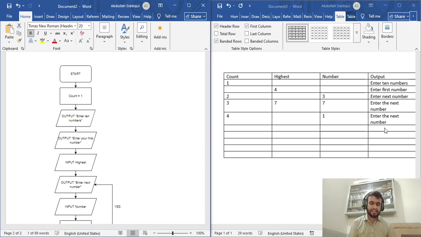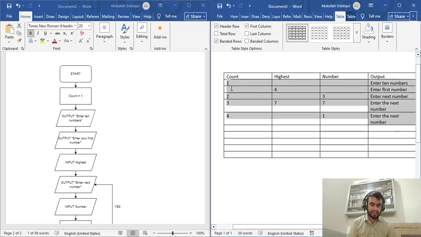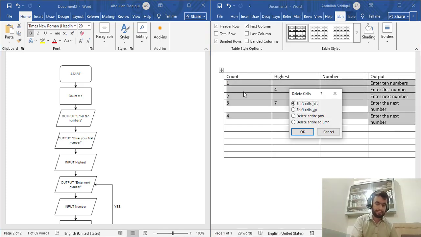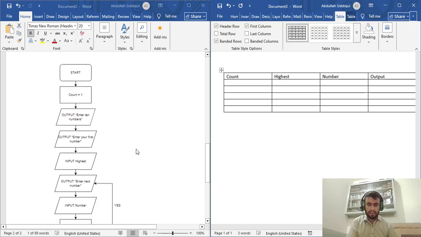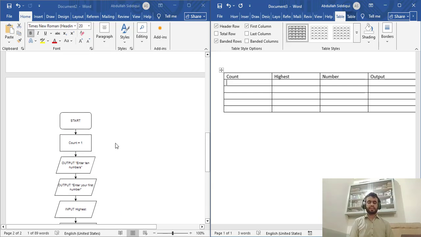So let's understand the flowchart. First of all, we are going to understand the flowchart. We have started the flowchart. Initially, we have initialized the count variable with 1. What is count? The count is basically going to count the number of iterations which we are going to execute for 10 times over the data. So we have started the count from 1 to 10.